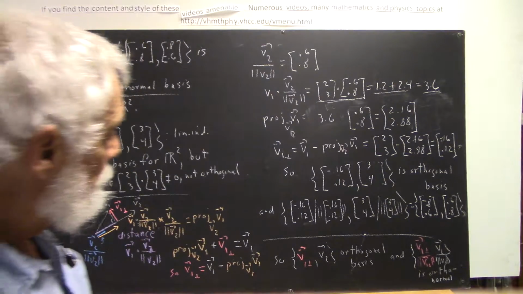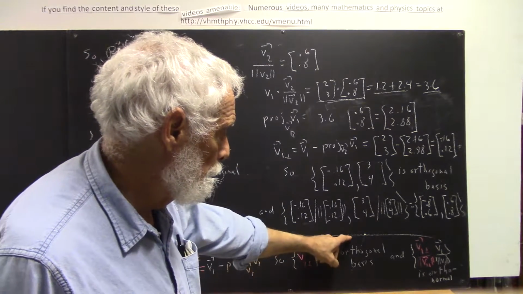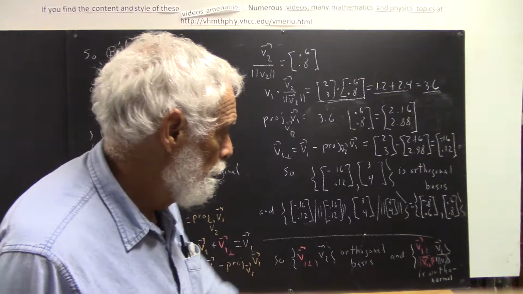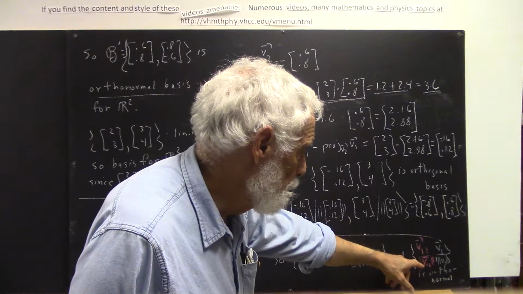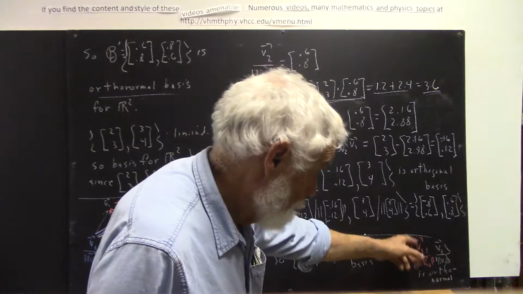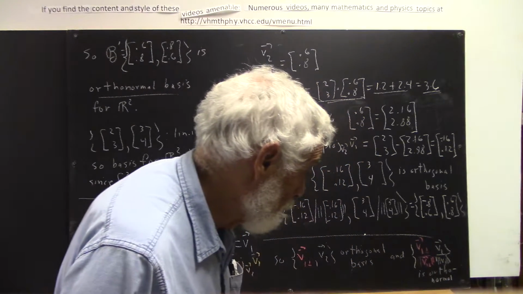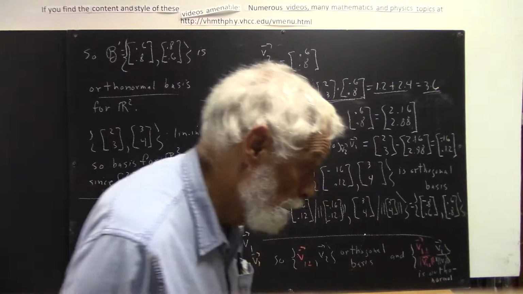Okay, now it follows that v1 perpendicular and v2 is what we call an orthogonal basis, and v1 perpendicular divided by the magnitude of v1 perpendicular being a unit vector, and v2 divided by the magnitude of v2 being a unit vector perpendicular to it, we have an orthonormal basis.